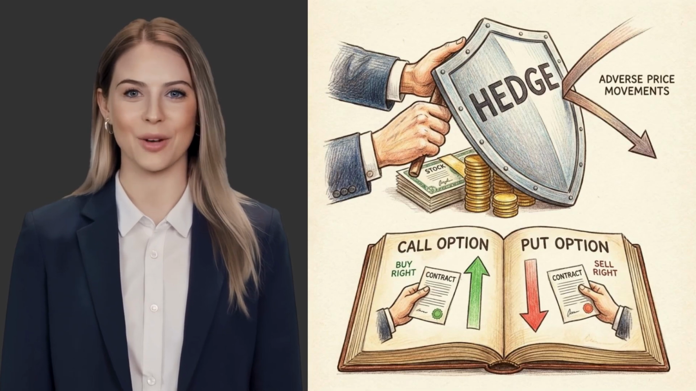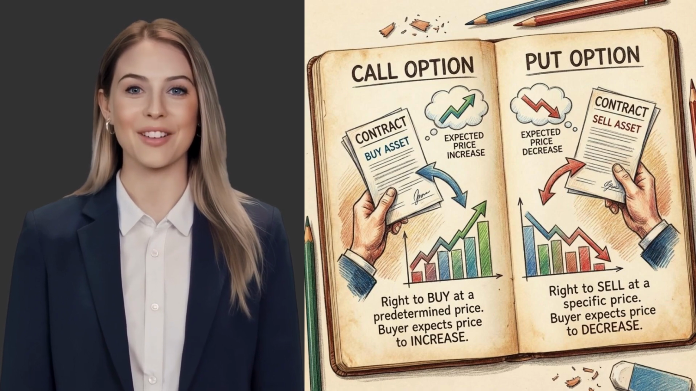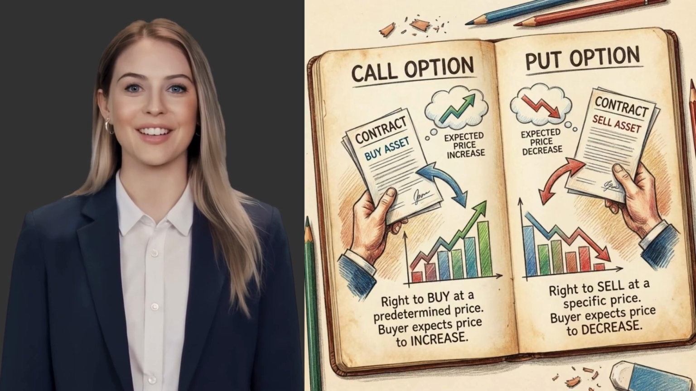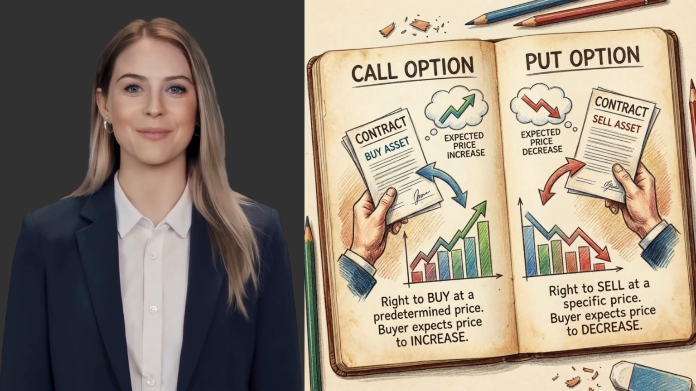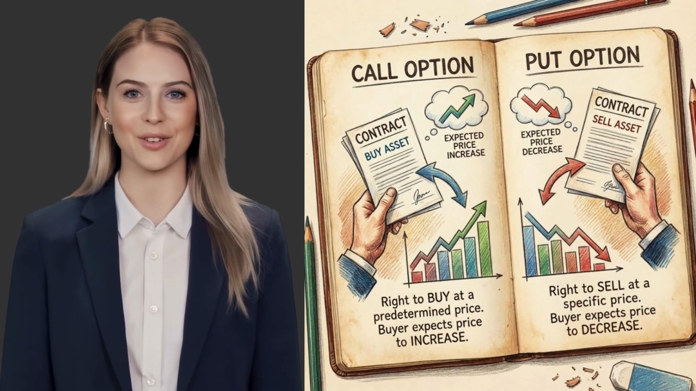We need to distinguish between the two main types, a call option and a put option. A call option gives the buyer the right to buy an underlying asset at a predetermined price. Buyers typically purchase these when they expect the asset's price to increase. Conversely, a put option gives the buyer the right to sell the asset at a specific price. This is used when the buyer expects the price to decrease.